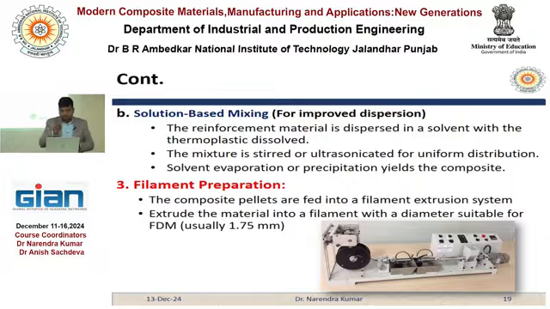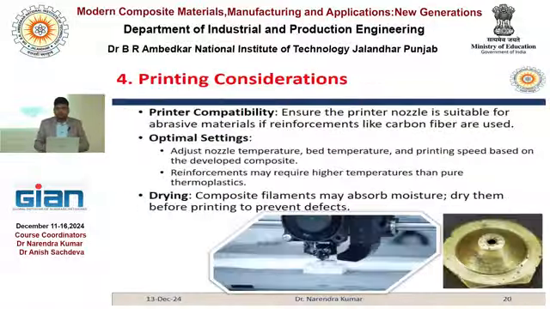But for the filament, see here I have mentioned the size of the filament. We have to ensure the diameter is 1.75 mm. Okay, plus minus some tolerance may be given, but usually we try to achieve this diameter in the filaments. Then only we will be able to feed the filament into 3D printers, right? Now, printing considerations, when you are planning to make a composite for FDM, then yes.